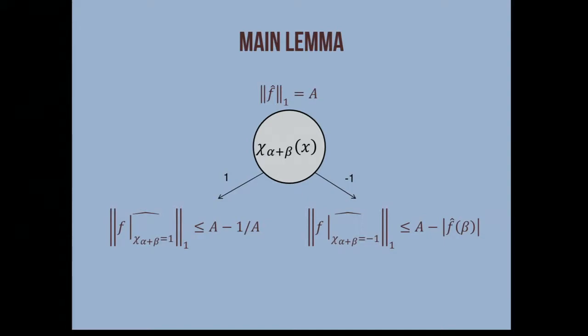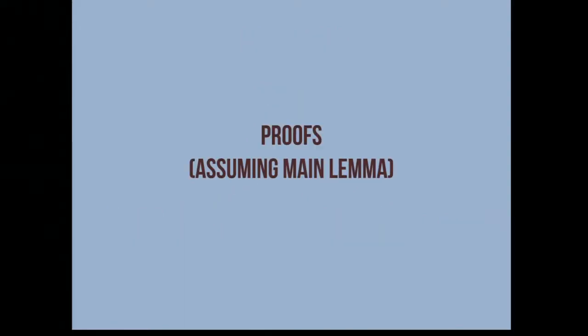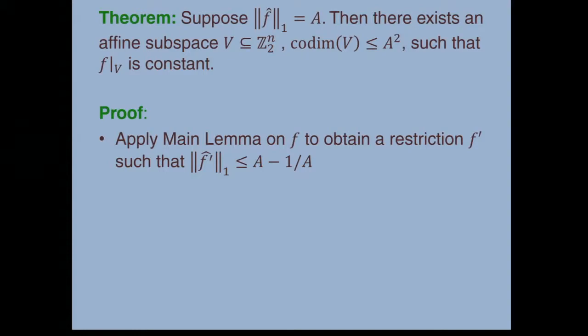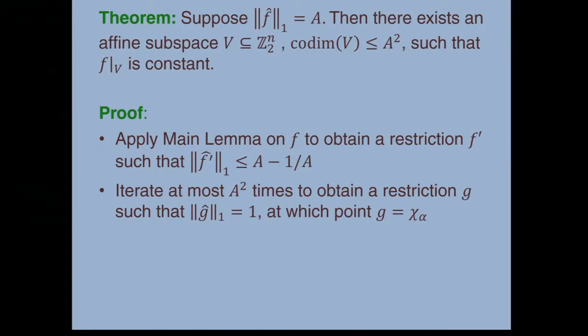So let's move on to some proofs. Just assume the main lemma is true. Let's prove this thing again. I'm restating the theorem. You have a function with spectral norm A, and you want to find a subspace with codimension A squared on which F is constant. So it's pretty much obvious what I'm about to do, right? I'm just going to apply the main lemma and get a restriction whose spectral norm is A minus 1 over A. And then I'm going to do it again. But if it works one time, let's keep going.